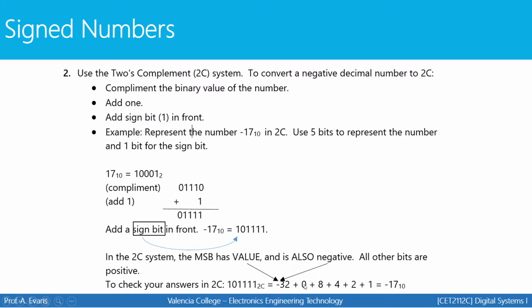We have nothing for the second bit. We have 8 plus 4 plus 2 plus 1 for the last 4 bits. Now, if you go to your calculator or if you add this up by hand, you'll see that -32 plus 0 plus 8 plus 4 plus 2 plus 1 is equal to -17. So when you convert a number into the 2's complement system, this is how you'll check your work to make sure that you converted it properly. If you assign a weight and a value to the most significant bit, and then positive values to all the other bits, and add it up, you should get what you started with, which was, in this case, -17.